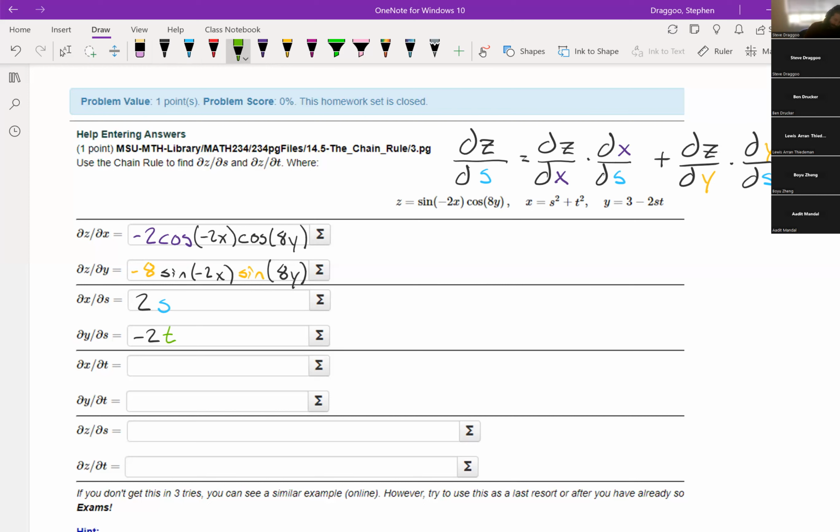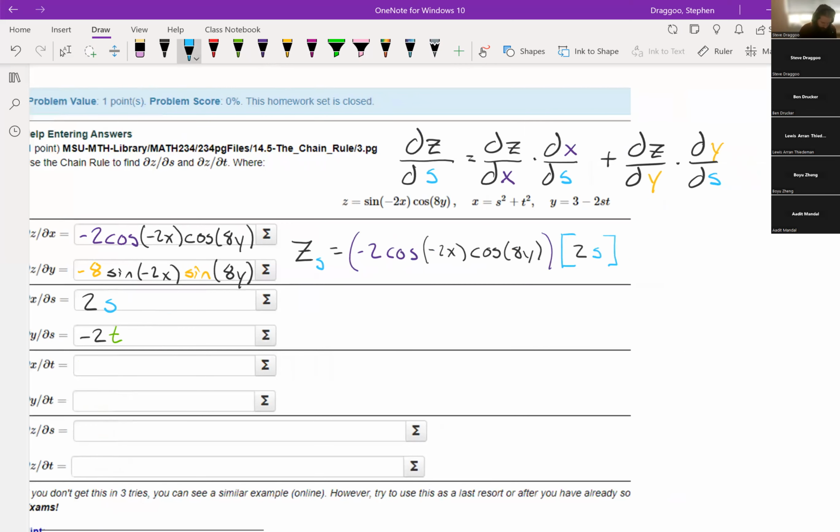So I've got all the pieces I need now. So let's just start organizing them. So z partial s looks like this. It is the x partial, which is negative 2 cosine of negative 2x times the cosine of 8y. Close that part because that's all the x partial. Come through and multiply by the derivative of x with respect to s, which was 2s. That completes our first term.